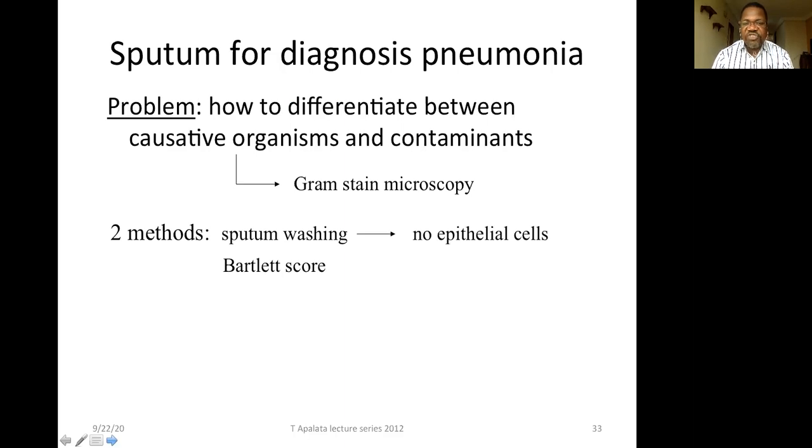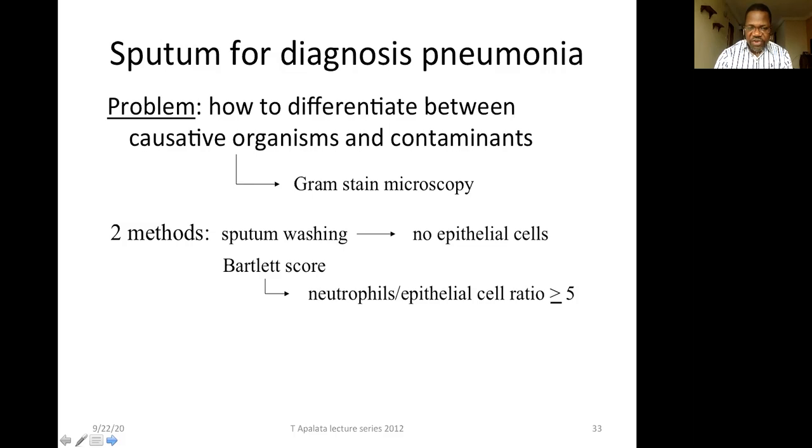Now, sputum washing is that we have the sputum, we put it on a plate, then we try to wash. When you do the washing, you actually remove the epithelial cells that are there. Then you reduce the amount of contaminant. You remain with the true specimen coming from the lung that you are going to assess under the microscope. Or you do a Bartlett score.